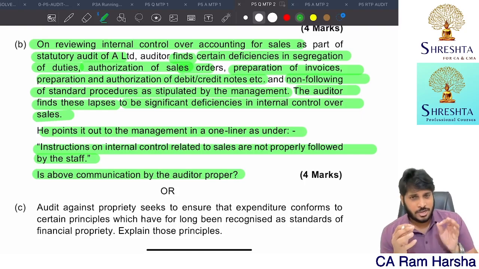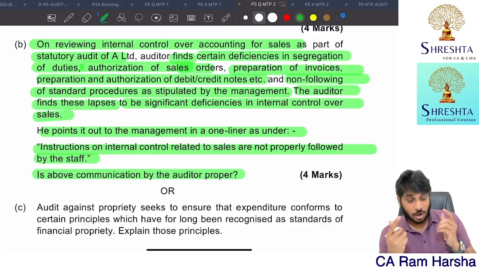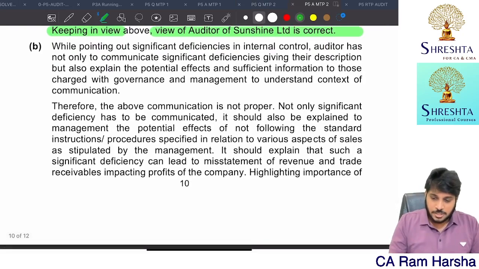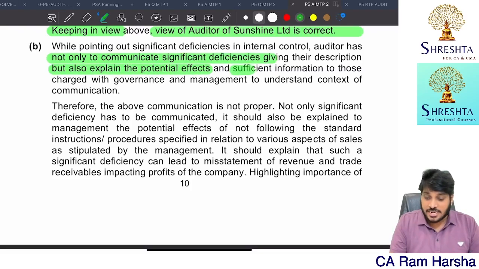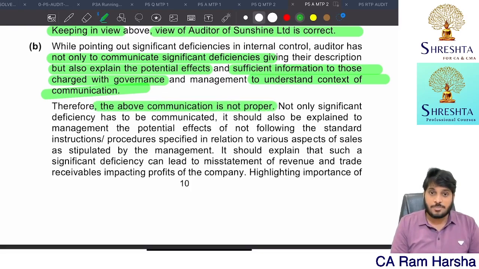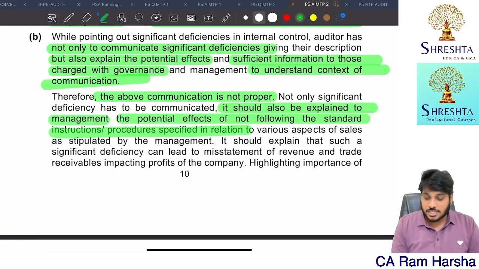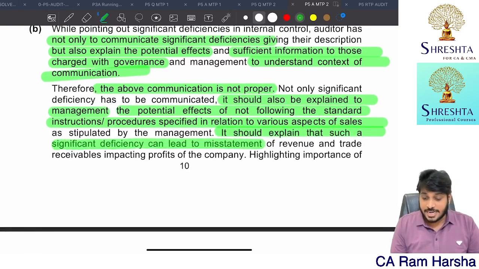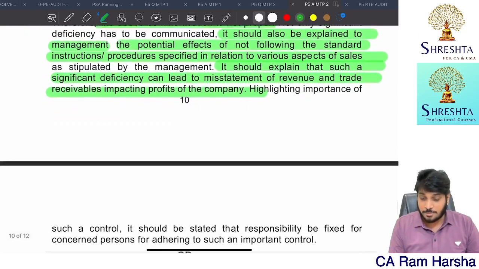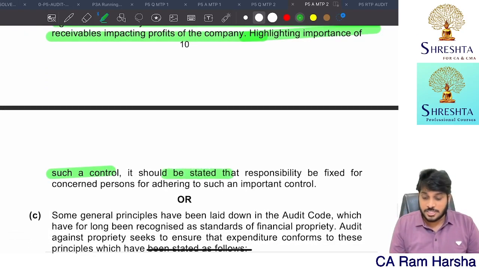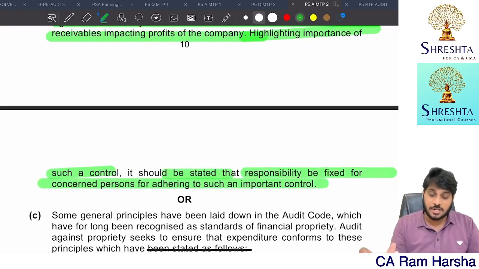Remember SA 265. When the auditor is communicating significant deficiency in internal control to the management, the auditor shall also communicate the nature of deficiency and implications thereof. Yes or no? What is the effect of these deficiencies? All that the auditor has to communicate. So the auditor not only has to communicate deficiencies, but also should explain the potential effect and information to the top management to understand the communication. Therefore, the communication is not proper. It should also be explained to the management what is the effect of not following the instructions specified. It should also explain that such a deficiency can lead to misstatement of revenue and receivables impacting profit of the company. Highlighting the importance of such control, it should be stated that responsibility shall be fixed on the concerned person who implements that control.